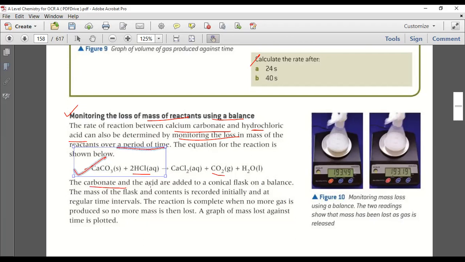So the carbonate and the acid are added to the conical flask on a balance like this. The mass of the flask and its contents is recorded initially and at regular intervals of time. The reaction is complete when no more gas is produced, so no more mass is lost. After some time the mass will not change, which means no further gas is formed.